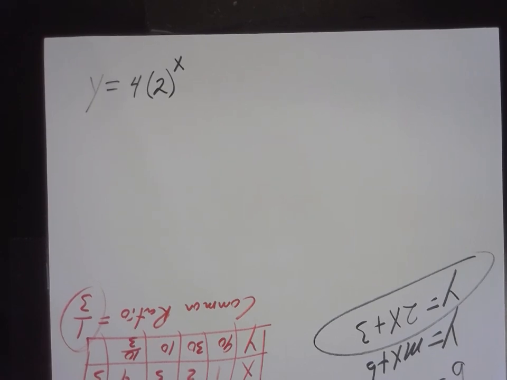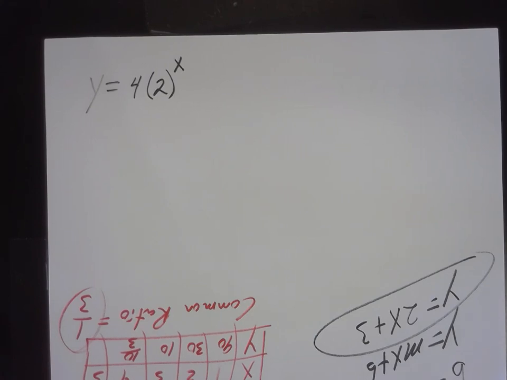Can you guess why this one's called an exponential function? Look where the variable is. Where's the variable? Yeah, in the exponent, right? So, first thing we've got to make sure of: we don't want to do freshman math on this.